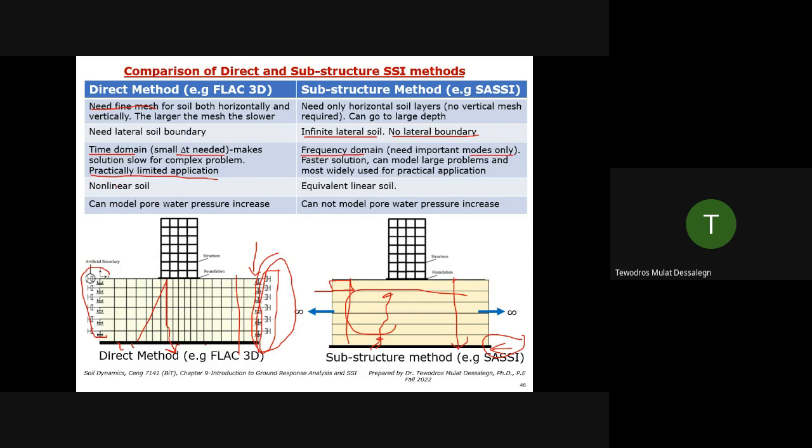In the direct method, you can use nonlinear soil. It has the capability of linear soil also, but you can use nonlinear soil. But in the substructure method, it's equivalent linear soil. What is equivalent linear soil? What did we discuss before? How do we get that? Fully nonlinear and equivalent linear, what's the difference?